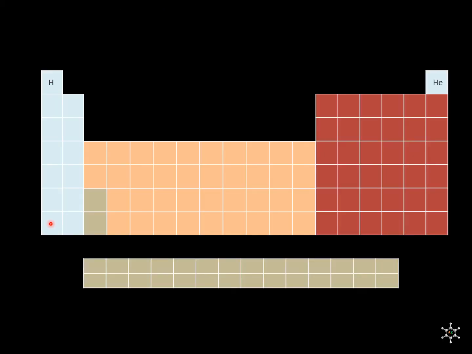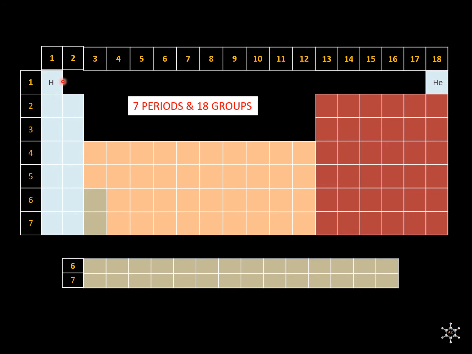In the modern periodic table, there are 7 horizontal rows called periods and 18 vertical columns called groups. Apart from identifying vertical columns with the group number, there is one more way of naming them. Group 1 is called 1A, Group 2 is called 2A, Group 13 is called 3A, Group 14, 4A, 15, 5A, 16, 6A, 17, 7A, 18, 0.